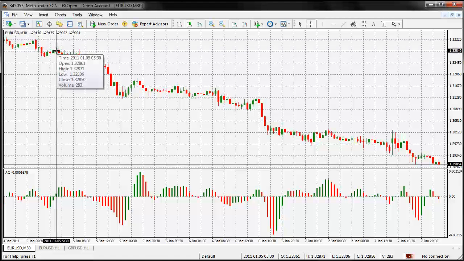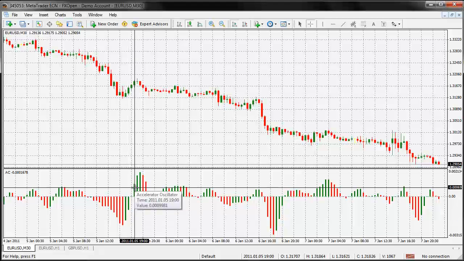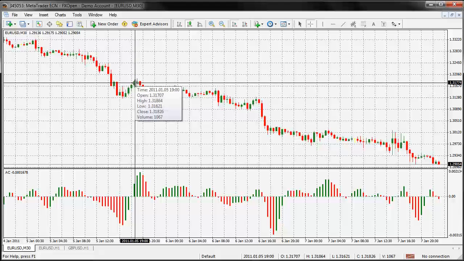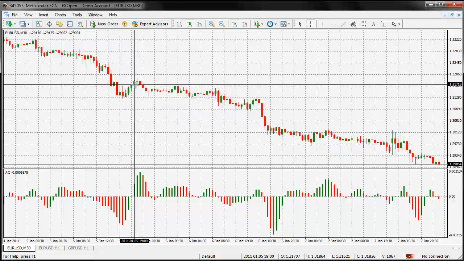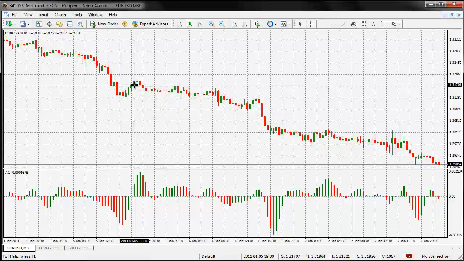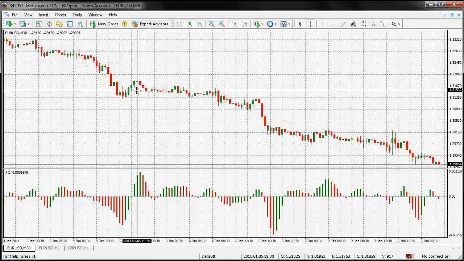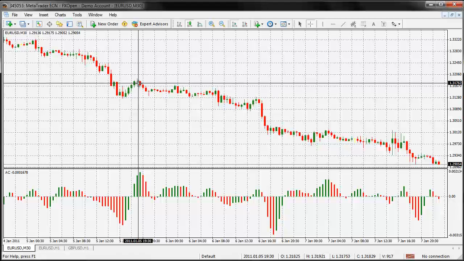So that is not a buy trade. What we're looking for is green bars, and then a green candle as well in the same line. Now that is one way that you can start performing the trades my way.